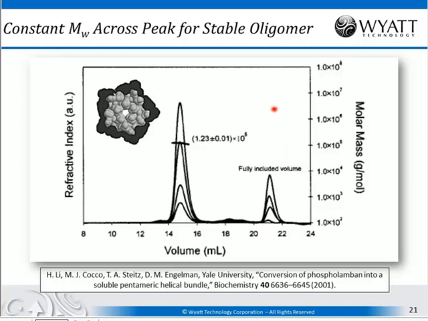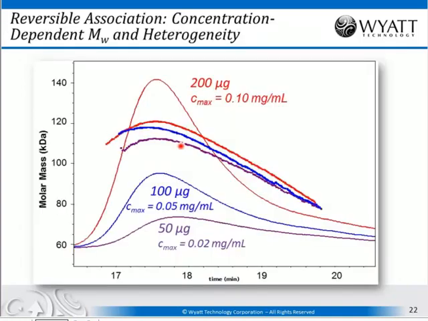Now, when you inject different concentrations into the SEC, you hope to identify changes in the molar mass due to concentration. So in the case I'm showing here, we're looking at a couple of oligomers, and regardless of the concentration that was injected, the molar mass came out the same. This means that this is a very stable oligomer, and even if you go to much lower concentrations, it's not dissociating. So it's a tightly bound oligomer or a native oligomer. That's not always the case.